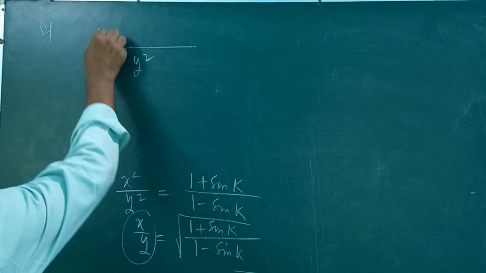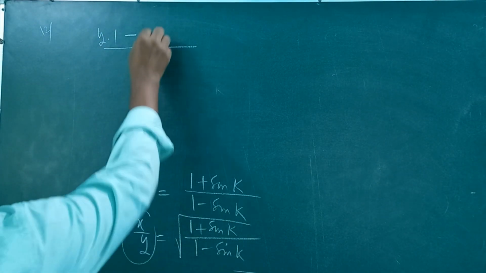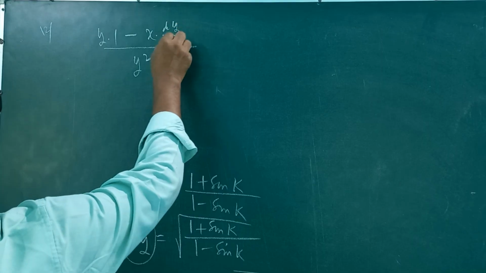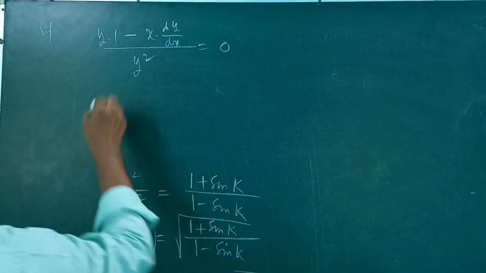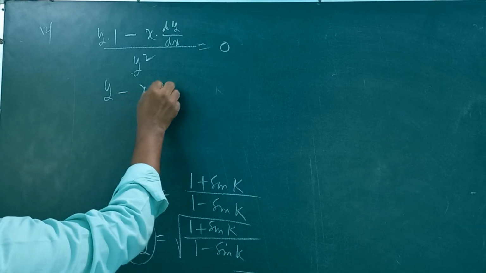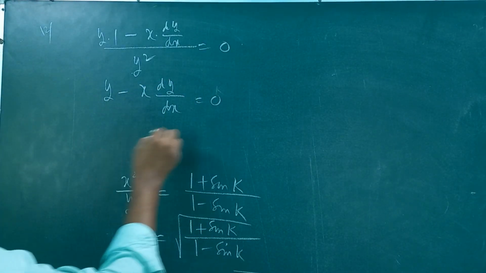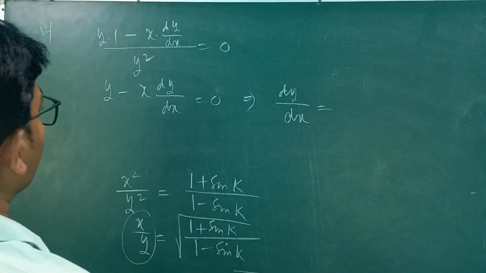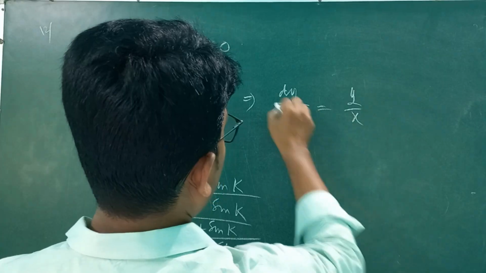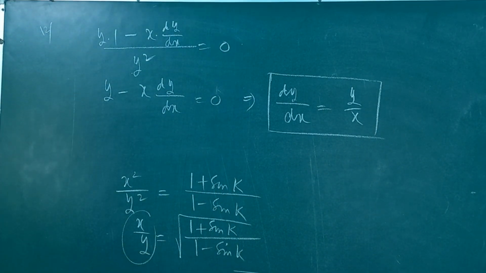By the quotient rule, v square: y into derivative of x, which is 1, minus x into dy by dx equal to 0. So this will also become 0, that is y minus x dy by dx equal to 0. So what is dy by dx? Only y by x. So its result is very simple.